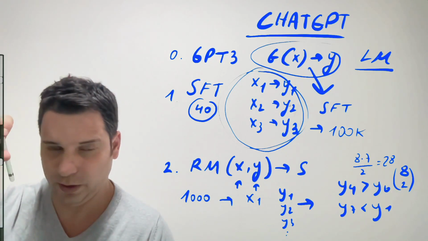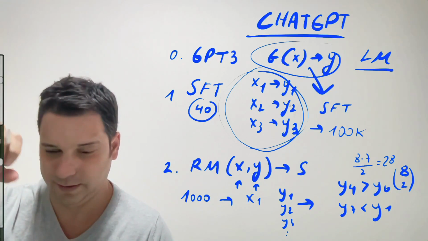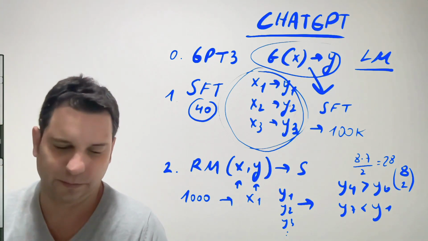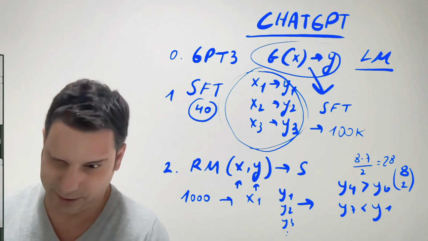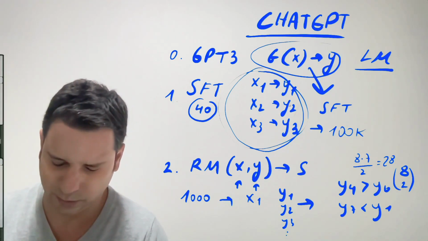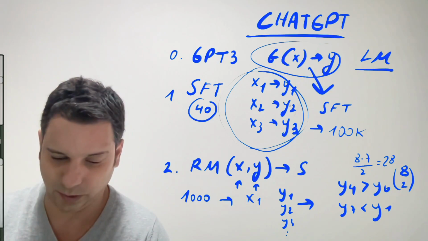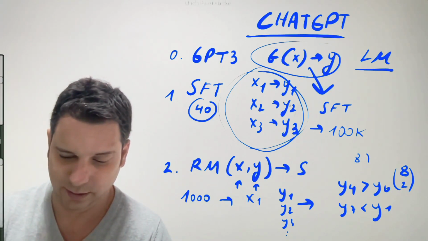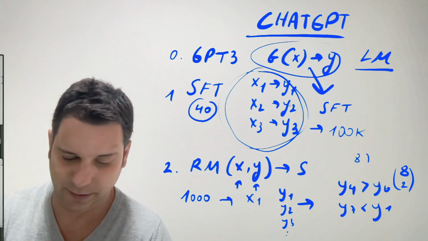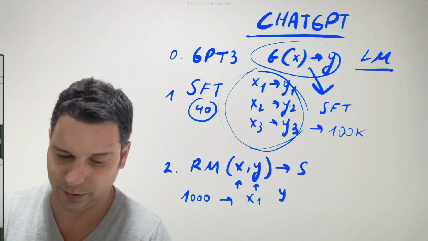So when a human labeler gets 8 responses, he needs to make 28 decisions, basically. And that's the data set that we have for the reward model. Okay, and now let's see how we train this model based on all these results that he got.